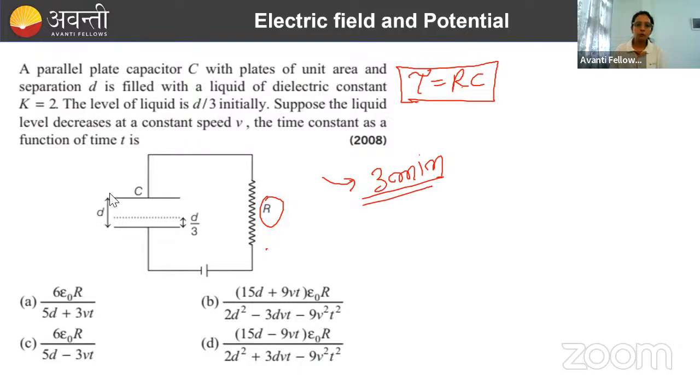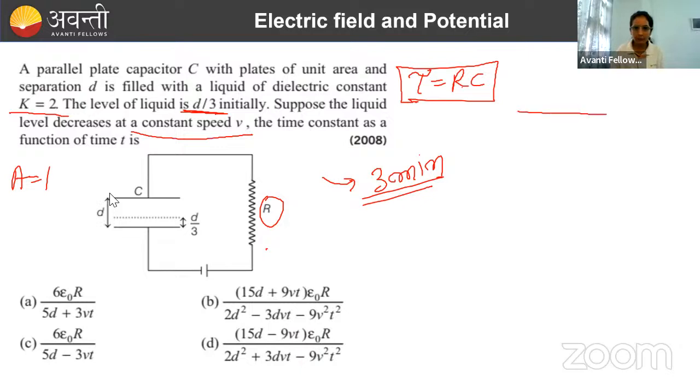Done. So let's do it now. The question is: a parallel plate capacitor C with plates of unit area, so its area value is given as 1, and separation D, filled with a liquid of dielectric constant K equal to 2. The level of liquid is D by 3 initially. Suppose the liquid level decreases at a constant speed. Then find the time constant as a function of time t.